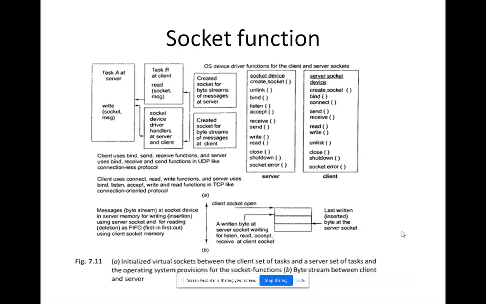The client will use bind, send, receive functions, and the server uses bind, receive and send functions in UDP, a connectionless protocol. The client uses connect, read, write functions, and the server uses bind, listen, accept, write, and read functions in TCP, a connection-oriented protocol. Messages, that is the byte stream at the socket device in server memory, are written using the server socket, and read first in, first out using the client socket memory.